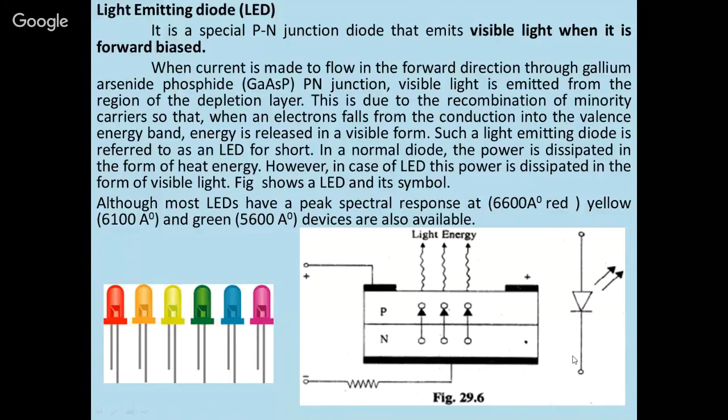So the symbol can be given like this. It is the reverse of the photodiode. In a photodiode, the arrow marks fall on the junction, where the light ray causes conduction, but here, when it is forward biased, it starts emitting light. How is this light emitted, how is this energy produced? As you know, in a semiconductor material, the outer orbit energy levels.